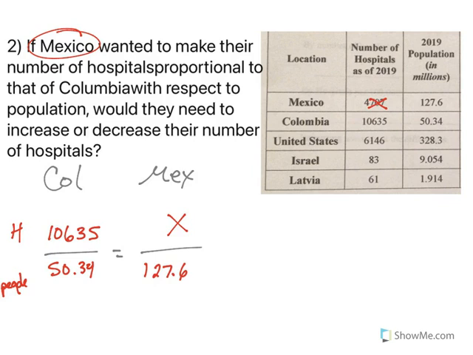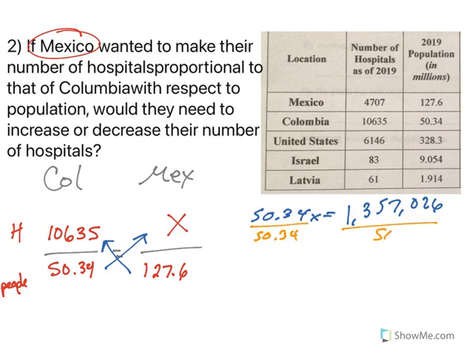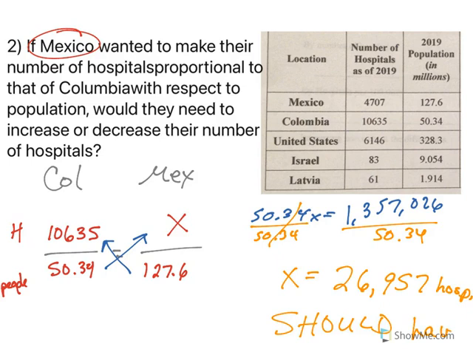Now, pretty easy to see this answer based off that data right there, but let's do the math anyway. So if we cross multiply, we end up with 50.34x equals 1,357,026. To get x by itself, we're going to divide each side by 50.34, and that ends up with the hospitals of 26,957. This is how many Mexico should have if they're proportional to Colombia. Now, Mexico only has 4,707, so the answer is increase. Mexico would need to drastically increase their number of hospitals to be proportional to Colombia.